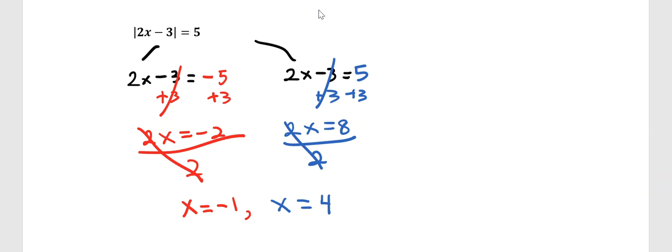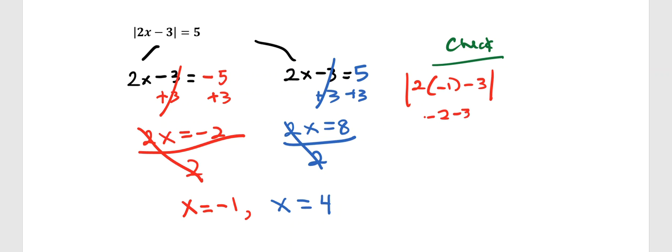If I do a quick check, which you don't have to do in writing, but I'm just going to show you, my first solution that I will check is 2 times negative 1 minus 3, then I'm finding the absolute value of. Let's see, 2 times negative 1 is negative 2 minus 3, which I'm still finding the absolute value of. Negative 2 minus 3 is negative 5, which I'm still finding the absolute value of. And that gives me 5. So I know that answer is correct.